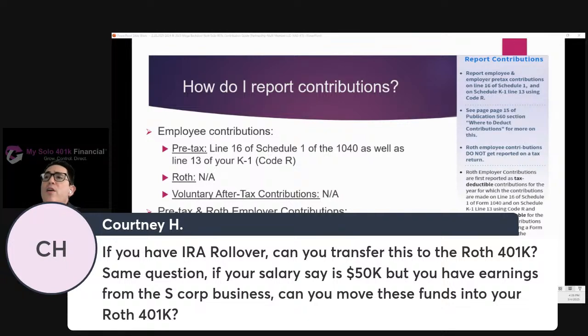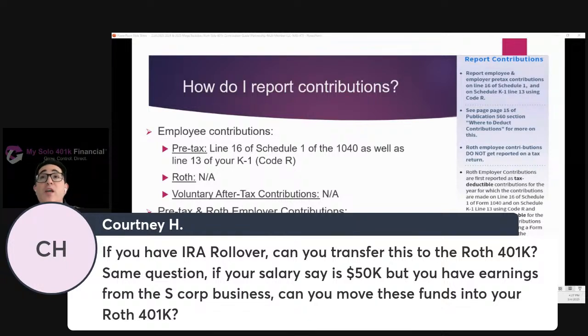Same question. If your salary is, say, $50,000, but you have earnings from the S Corp business, can you move these funds into your Roth 401k? Great question. So really, one is asking about, can you contribute more than your salary? Can you use some of the income that you receive as the owner of the business to contribute? And the answer is no. And the reason for that is that the way that I think about it is that all 401ks are really for those who work to save for retirement, those who have earned income to save for retirement. They're not for those who have investment income or owner income to save for retirement.